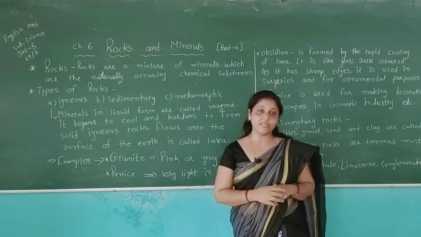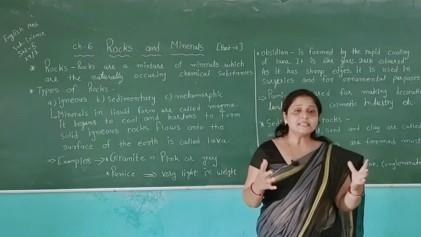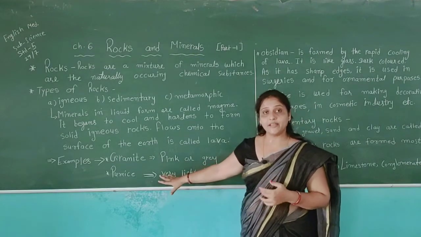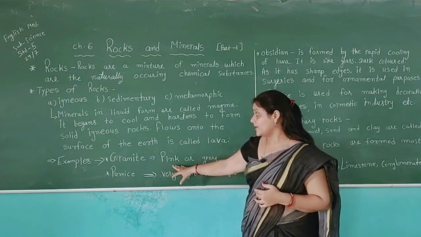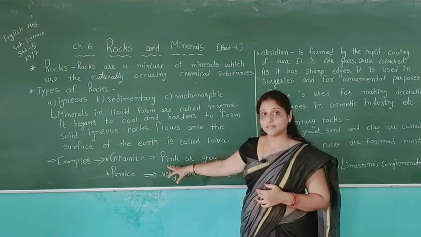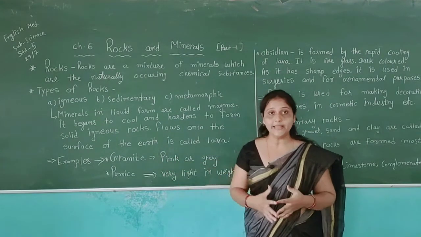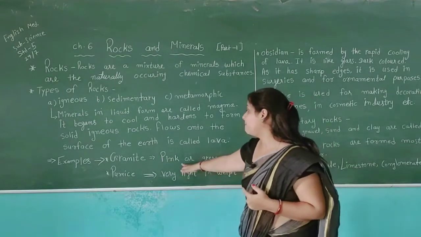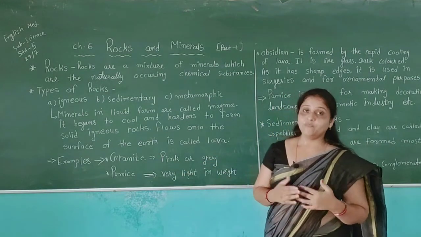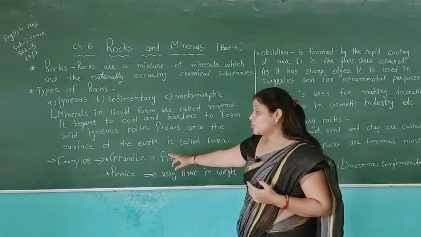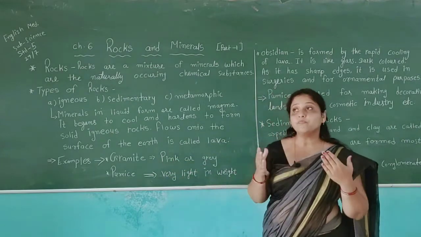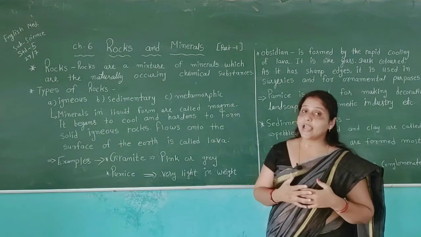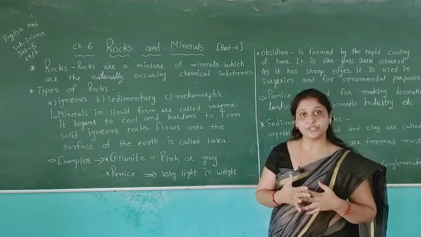First is granite. Granite is mostly covered by igneous rock. It is very hard, so it is used at construction sites to construct buildings. You can see it is almost pink or gray in color. It is very strong, so it is mostly used to construct buildings.